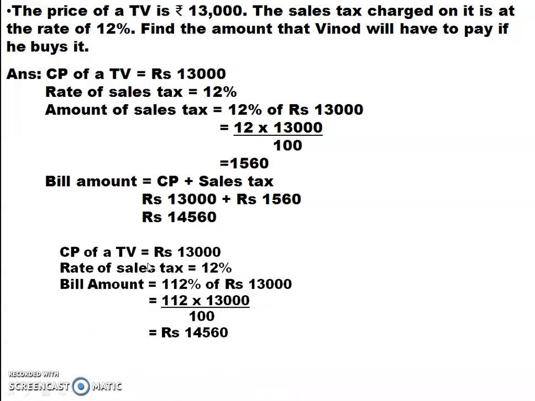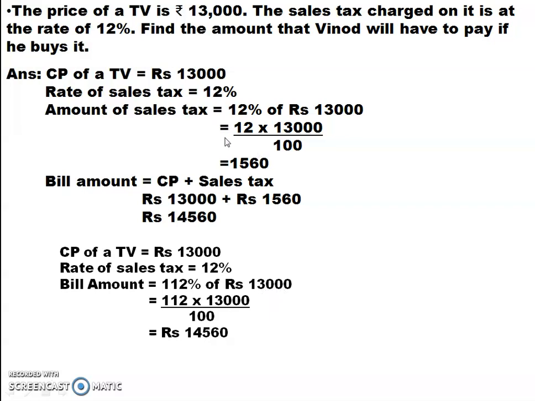Cost price of a TV is rupees 13,000. Rate of sales tax is 12%. What did you do in percentage increase? You added, isn't it? So here also we did the same thing. 100 plus 12, that is 112. 112% of 13,000. So you will get the final answer directly.